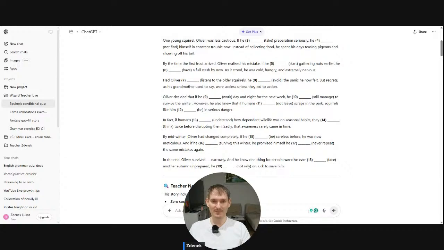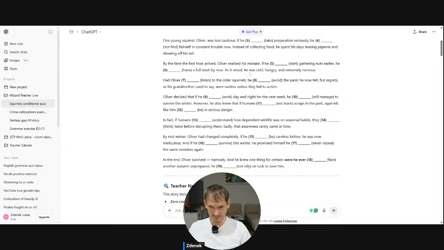By the time the first frost arrived, Oliver realized his mistake. Blah, blah, blah. If he start is the verb, gathering nuts earlier, he, blah, blah, blah, have is the verb, a full stash by now. Stash is like the place where he's hiding all the nuts, right? Or collecting all the nuts. It's called a stash.